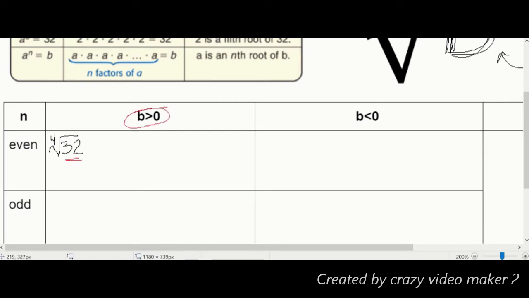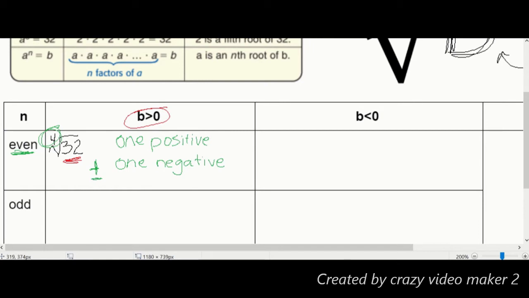Right now, 32 is greater than 0. It's bigger than 0, it's a positive number. Also, our n here is even. Whenever we have an even number out there and a positive in here, that means that we're going to get one positive and one negative, and we're talking about our answers there. One positive number, one negative number. Then that also means you can put this little symbol there, plus or minus. That means positive and negative.